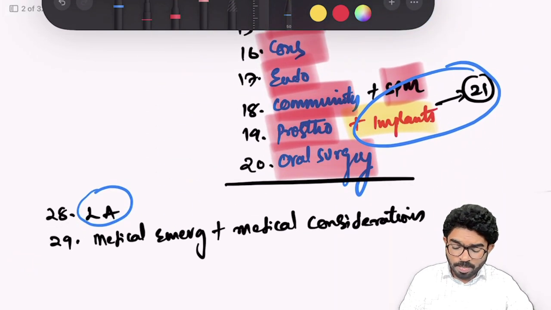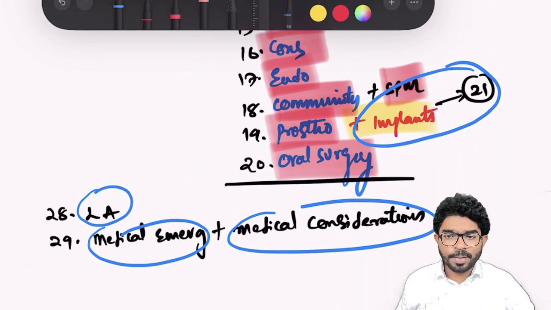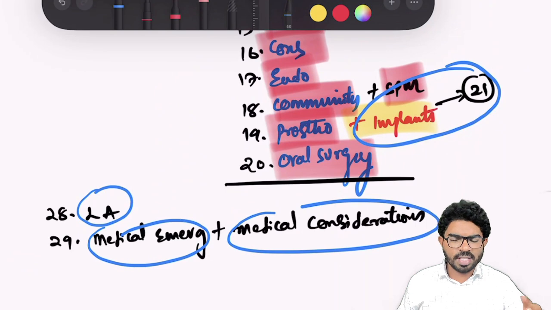29 is medical emergencies and medical considerations, drug interactions, and all those things which happen in and around dentistry. All your medical emergencies, your ward related, your emergency protocols, basic life support, all of these are going to come under medical emergencies and medical considerations. Of course, it is mandatory that you read COVID properly, mucormycosis properly, because these are the latest things which we regularly don't stress much.